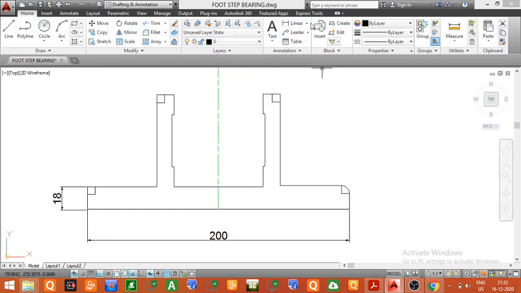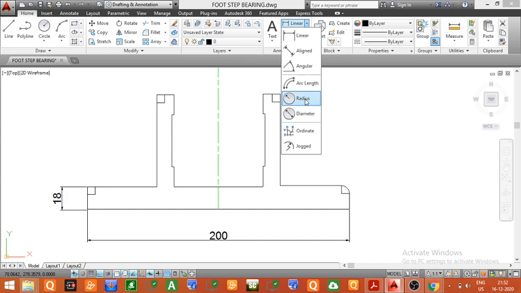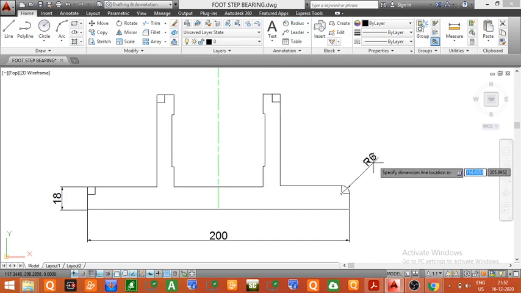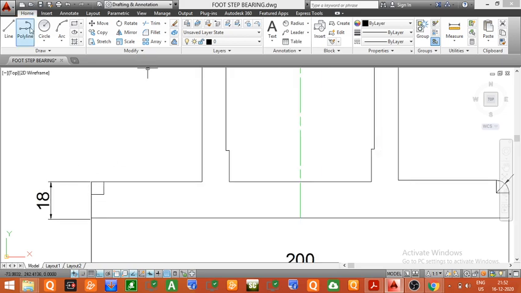Now I will give you a dimension so that you can understand. So this is the radius. You can see the radius is equal to 6 mm. Similarly we will draw the curve on the left hand side also here. So we will take the center and then draw a quarter circle of radius 6 mm. Now I will delete the extra parts which are not required.